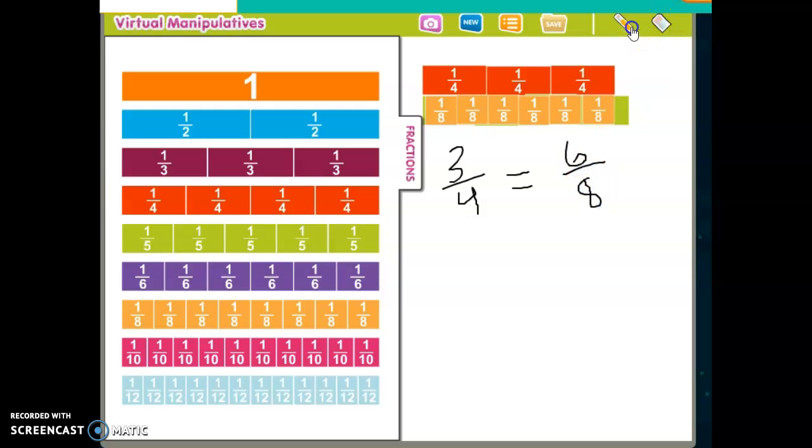And now the next thing is you can see a pattern. 3 is related to 6, 4 is related to 8. 3 times 2, that's 6. 4 times 2, that's 8. So they are equal.